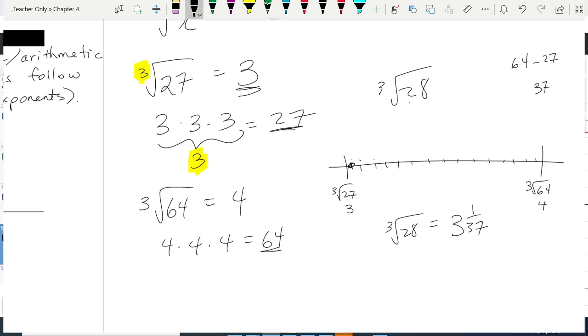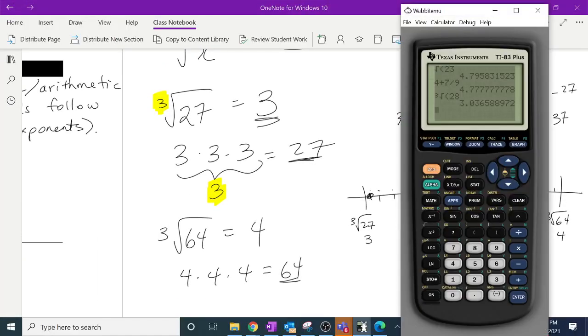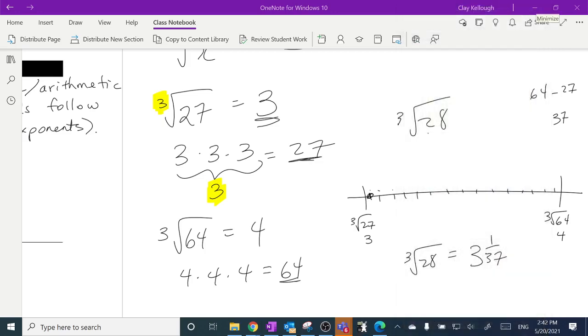And just for fun, let's see how close that is. Let me go back to my calculator. And, oh, there I still have it. The cube root of 28 is 3.03. What is 3 and 1/37? Let's see how close this is. There you go. Again, I'm off by 1/100th. 3.03 versus 3.02. So it's pretty close. But it ain't perfect, and it can't be.